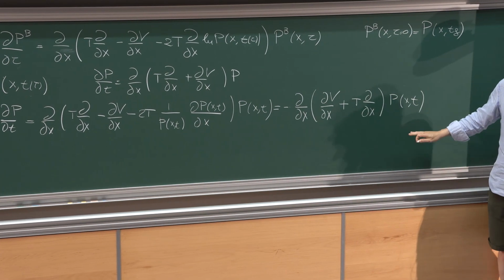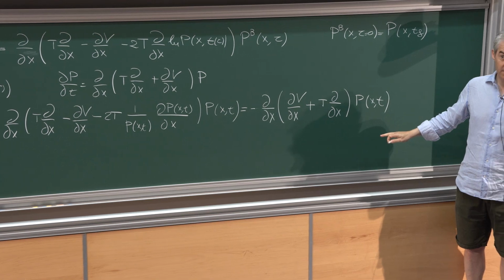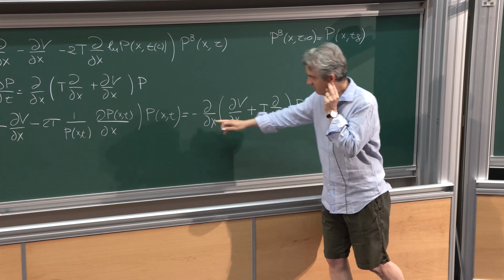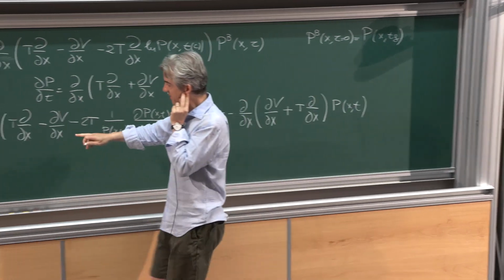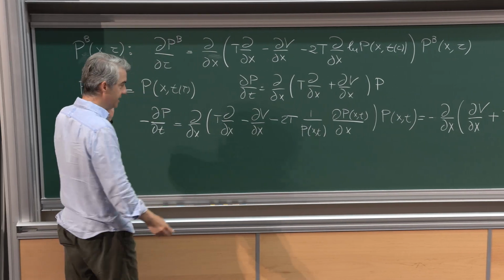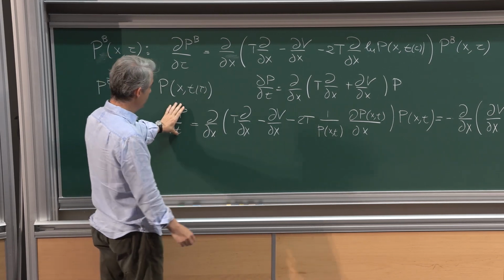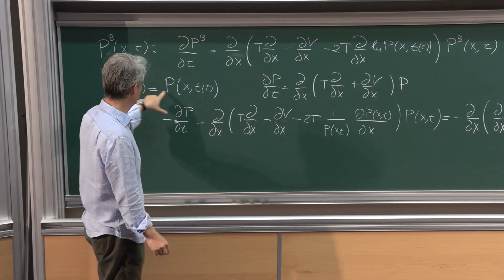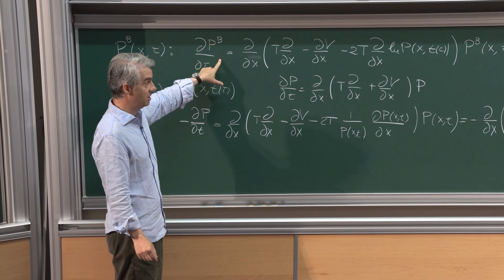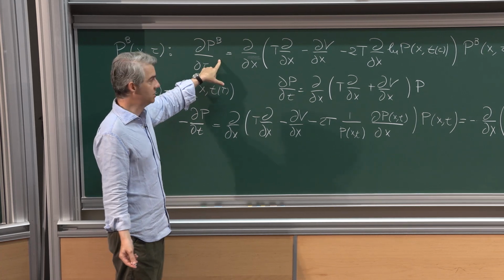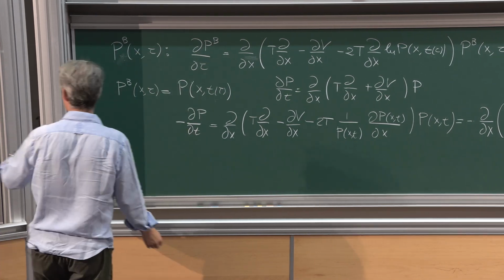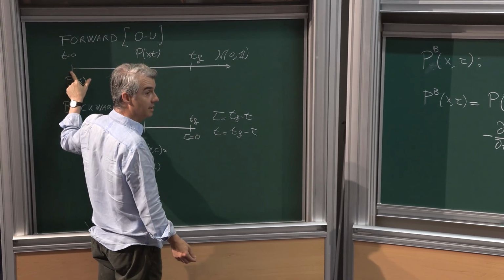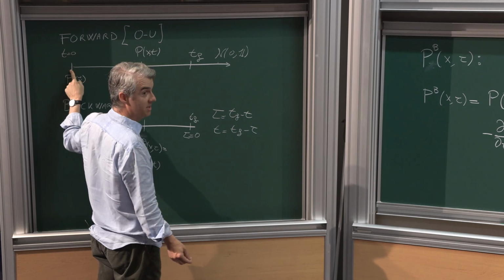OK? Are the manipulations clear? Otherwise, you tell me. OK, so if they are clear, now I have a minus on this side and a minus on the other side, so I can take the minus away. So I get that the equation is indeed the one which is verified by p. So this is indeed the solution of this equation. And it has the correct boundary condition because, by definition, px at tf is px at tf, and px at initial time is p0 of x.